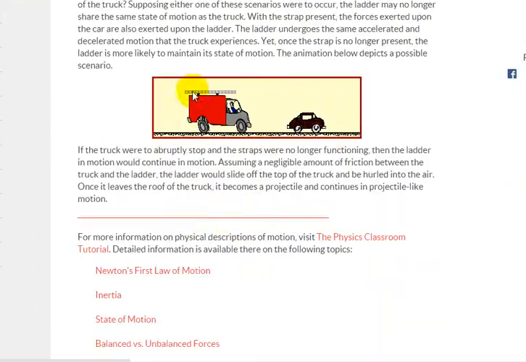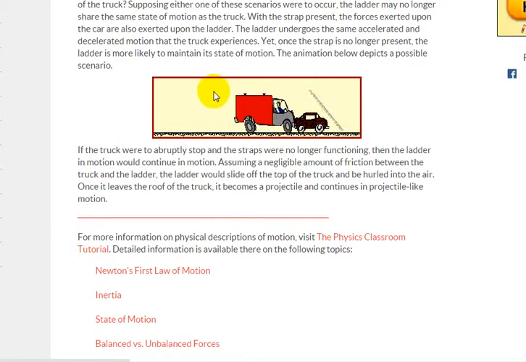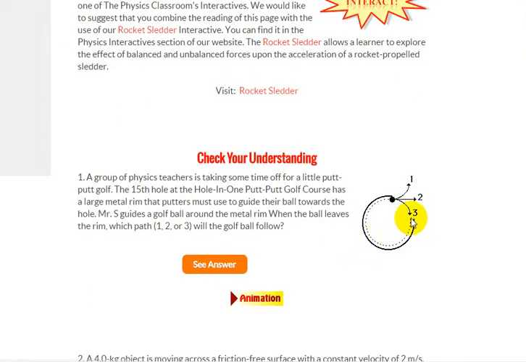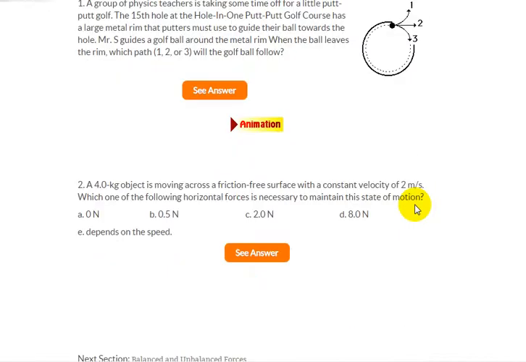It's a truck carrying a ladder. If all of a sudden the truck comes to a stop, the ladder keeps on going in the direction it was going, at constant speed. So that should give you a hint. The ball circles around and around. At this point, the ball is moving to the right. So if I get rid of the circle part that changes its direction, it's going to keep on going. So number 2 is the right answer there.